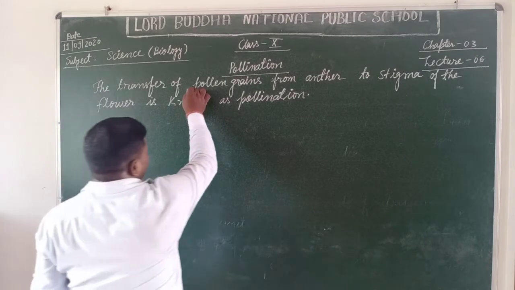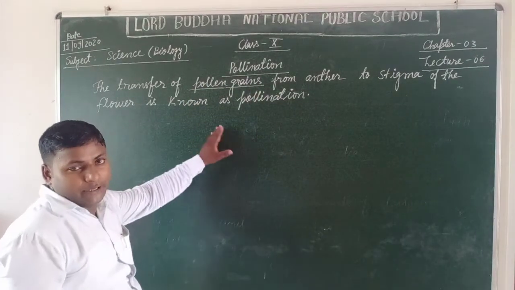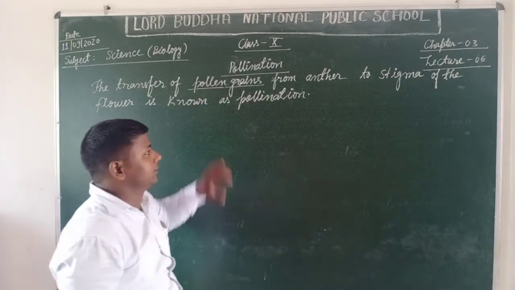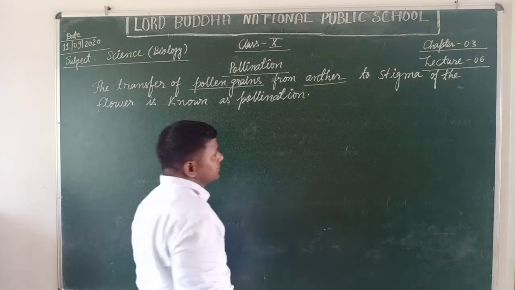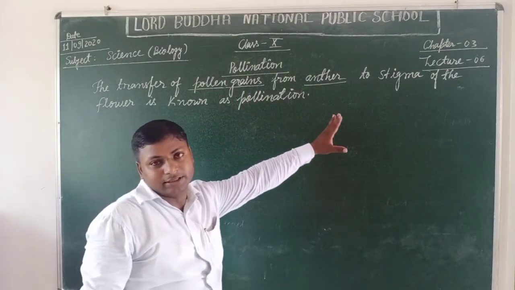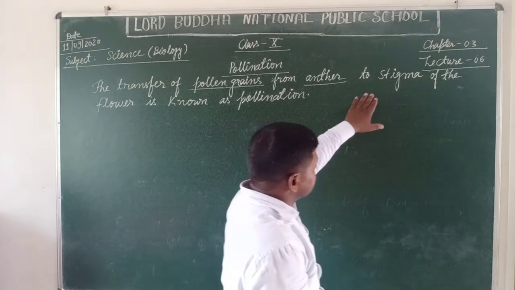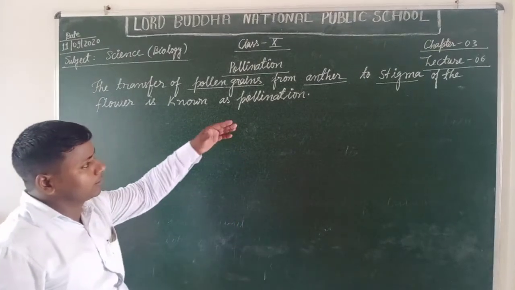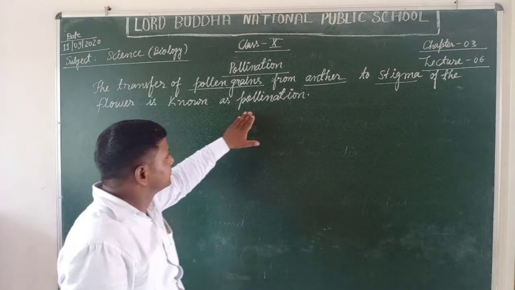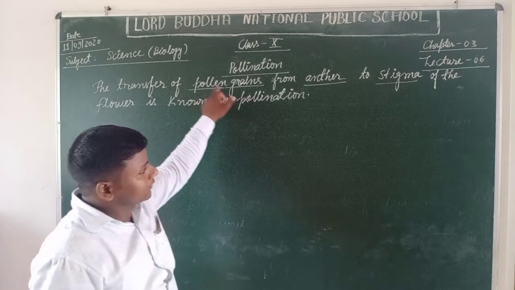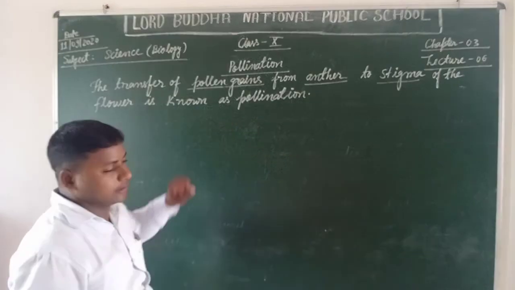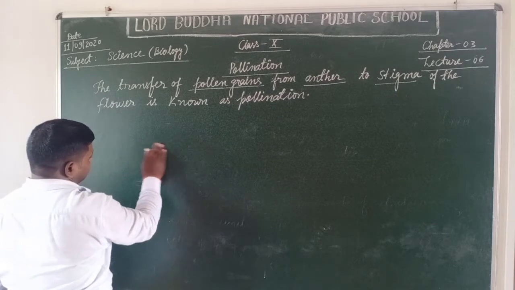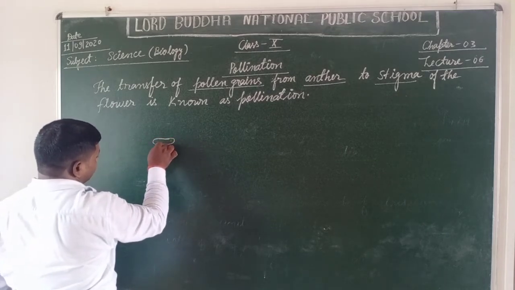Here, the pollen grains are the male gamete, and they are transferred from the anther, which is the upper topmost part of the stamen, to the stigma, which is the upper topmost part of the female reproductive part of the flower. Thus, the transfer of pollen grains from anther to stigma of the flower is known as pollination. Let us take a diagram to explain this definition.